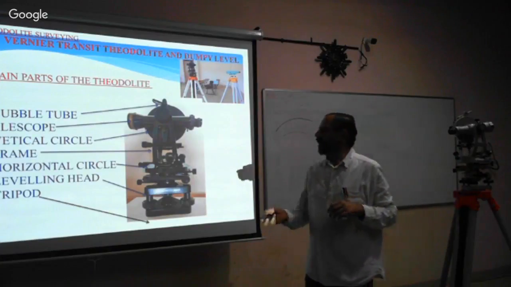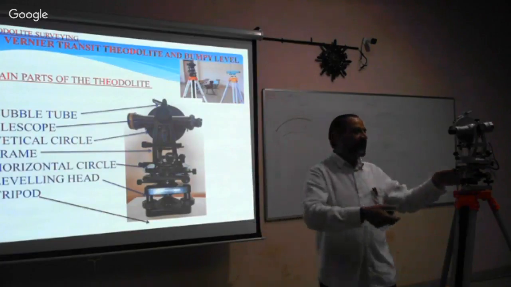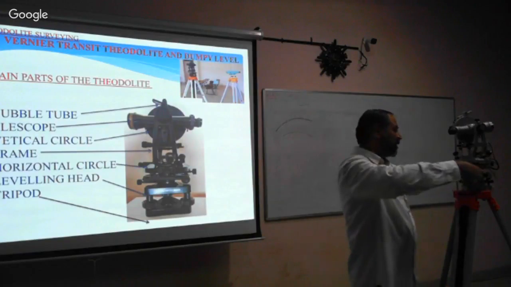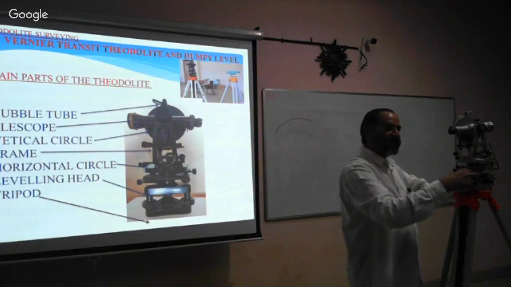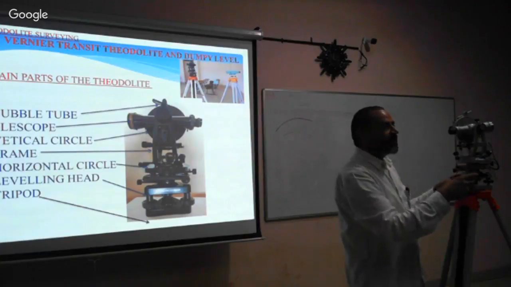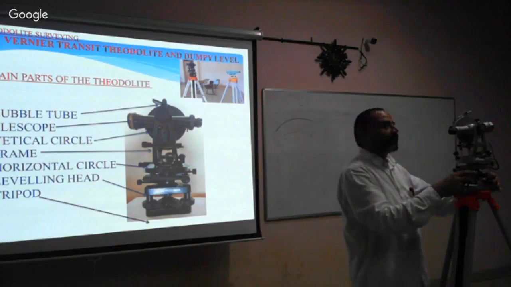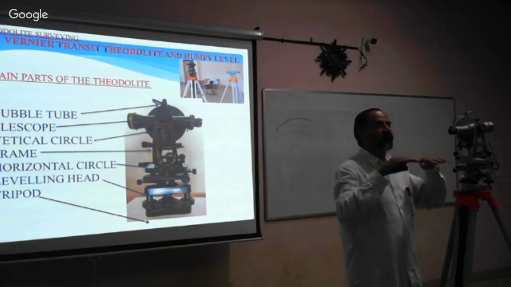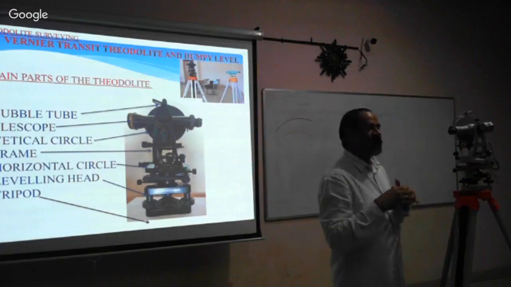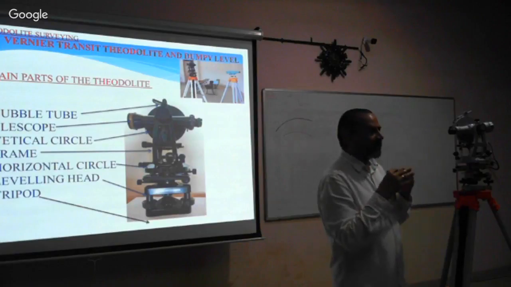Similarly, after the horizontal circle, we have another part, the leveling head. There are two triangular plates, this is one plate and this is another plate. In between them there are foot screws. These foot screws are used to level the instrument, to make the line of sight horizontal in the beginning, before commencing the work.